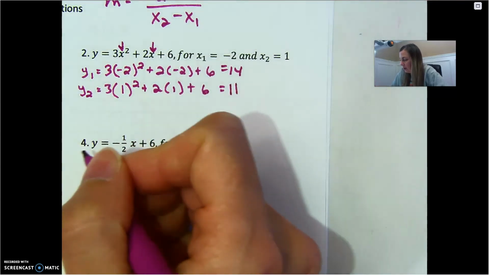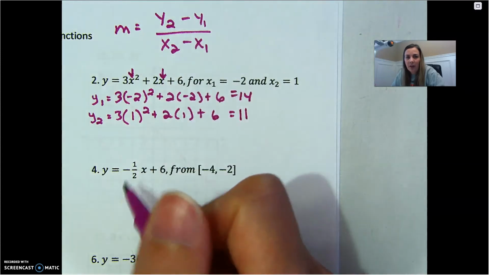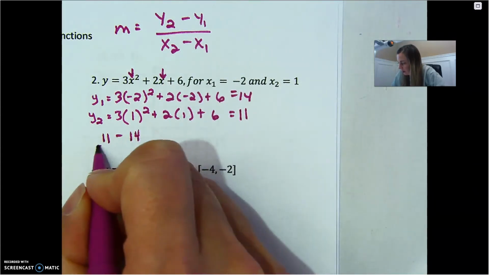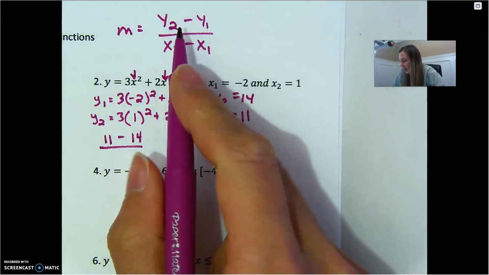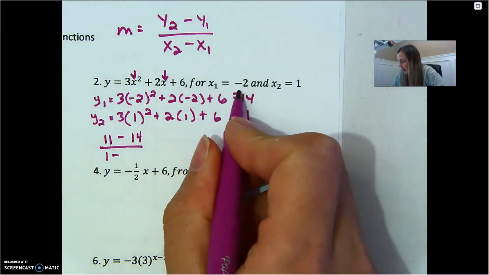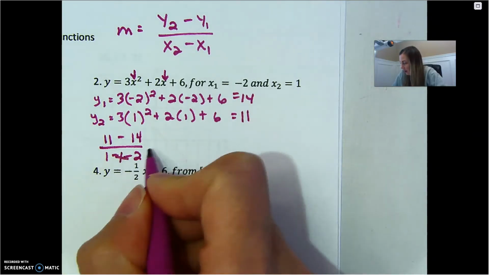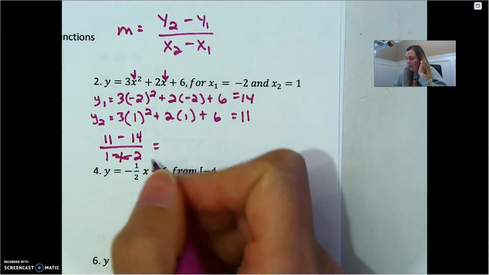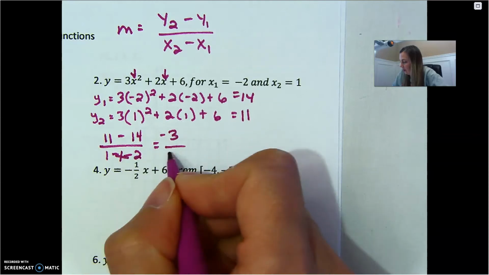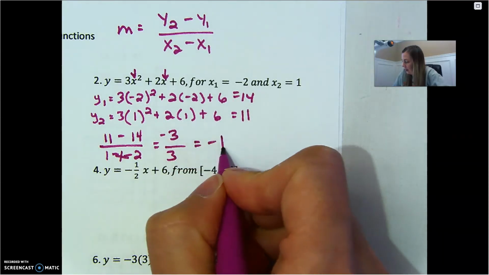All right, so now I'm ready for my slope formula. We want to put y2 minus y1 on top. Y2 is 11, so we have 11 minus 14. Then we're going to do x2 minus x1 on the bottom. So 1 minus negative 2. All right, minus minus becomes plus. And here we go. 11 minus 14 is negative 3. And on the bottom we have 3. Negative 3 divided by positive 3 is negative 1.